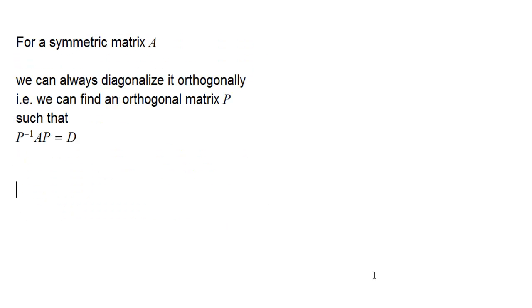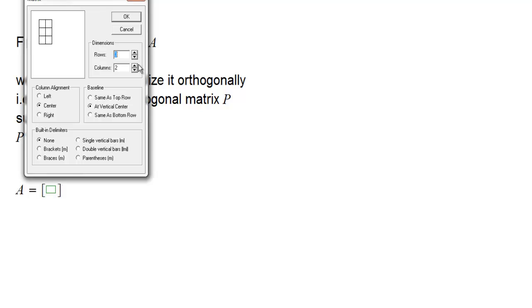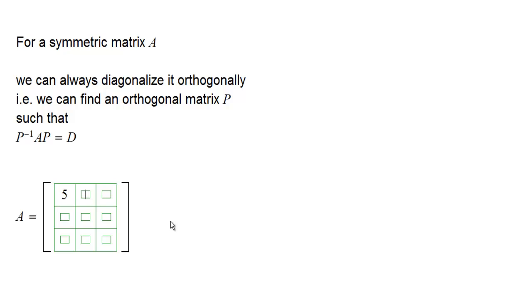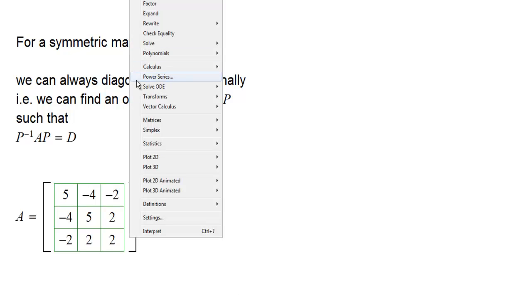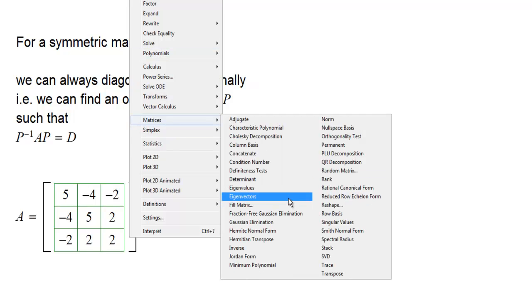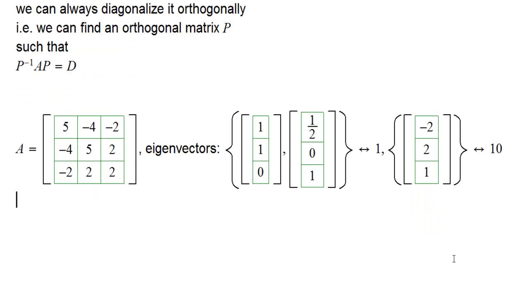Okay. All right. So let's take up an example from the book, because if I just make up an example from out of my head, it may not have good numbers. Okay, so here we go. We are looking at this matrix: 5, -4, -2, -4, 5, 2, -2, 2, 2. Let's try to orthogonally diagonalize this matrix. If we go for its eigenvalues and eigenvectors, you will notice that it has two eigenvalues. One is repeated with multiplicity 2, and then there is another one, 10.